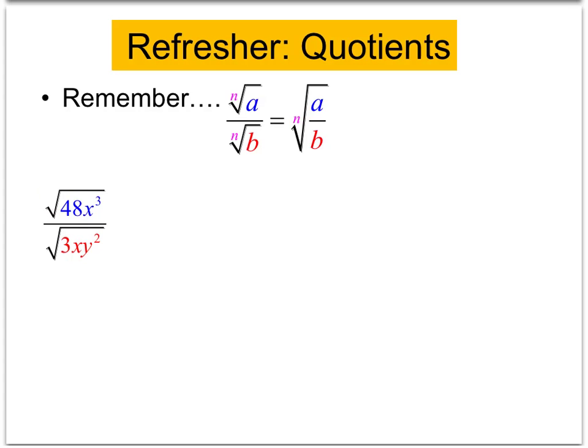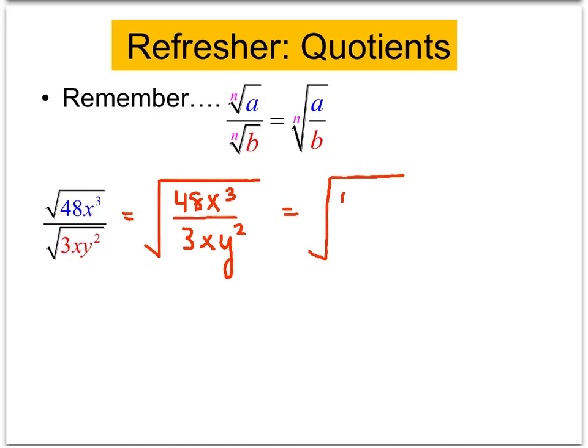Now in this problem here, we both have square roots, which means I can go ahead and rewrite this problem as the square root, one big square root, of 48x cubed over 3xy squared. So now we just follow all of our exponent rules whenever we divide. Now 48 divided by 3 is just going to leave me with 16 on top. Now x cubed divided by x, remember you subtract the exponents, I get x squared on top, and then I'm going to be left with a y squared on bottom.